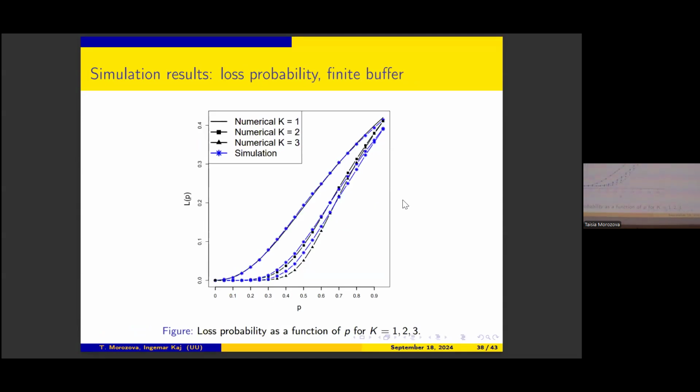And then the same for the losses, the loss probability. So the same problem here. For larger buffer size values, we actually get less accuracy and less coincidence.